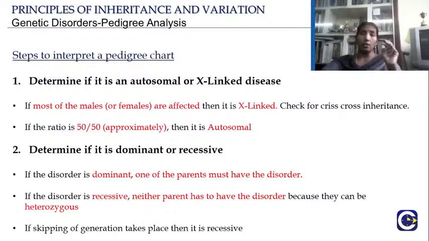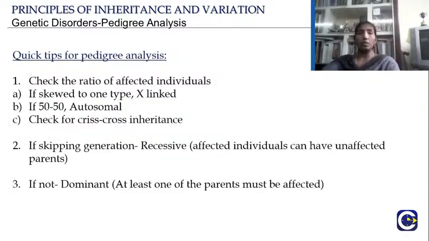It does not skip the generation. But if it is going to be recessive, then it is going to skip the generation. That point you have to be knowing. Skipping the generation will take place only in the recessive. So check the ratio. So look for this.